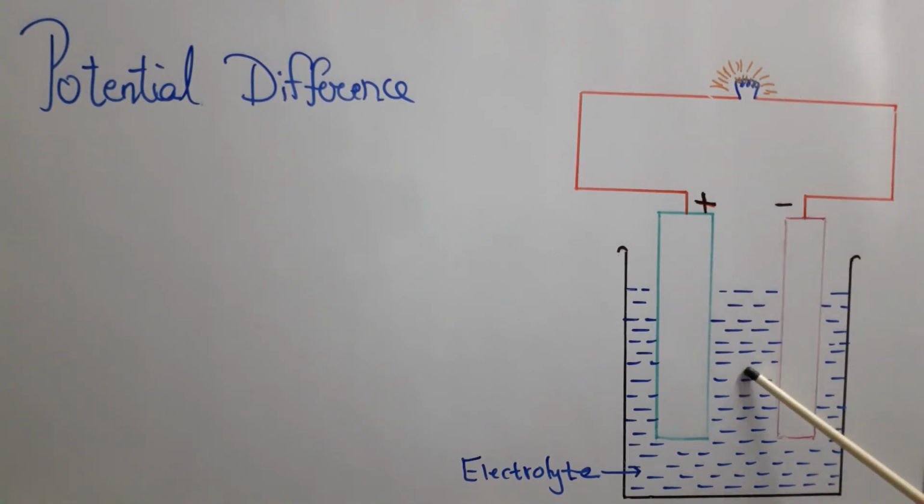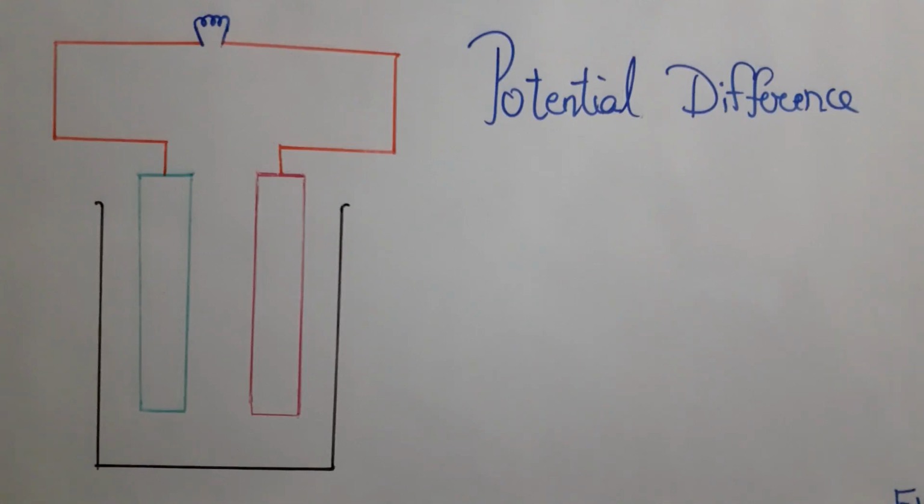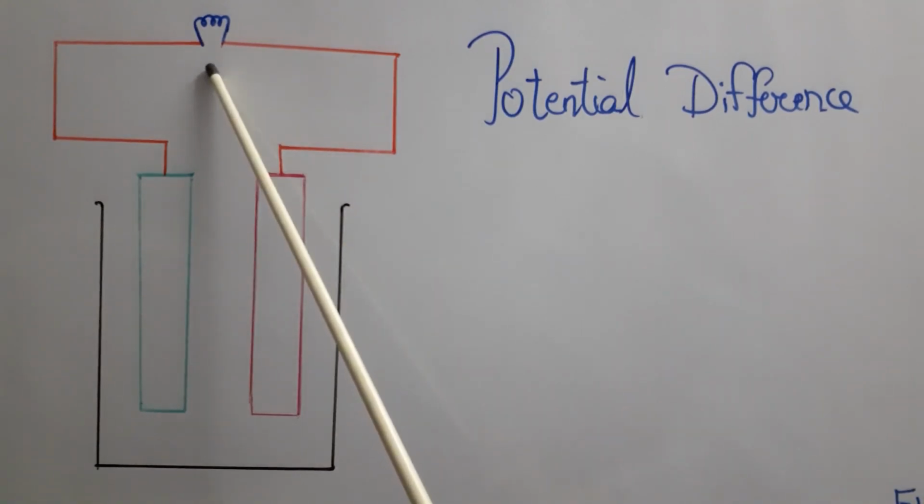The reason is the presence of electrolyte helps these electrodes gain positive and negative charges. Due to this, potential difference is created and potential difference is responsible for flow of current. Whereas in the first case, there was no electrolyte present, so there were no charges on these two electrodes. There was no potential difference between them, so current was not flowing and the bulb was not glowing.